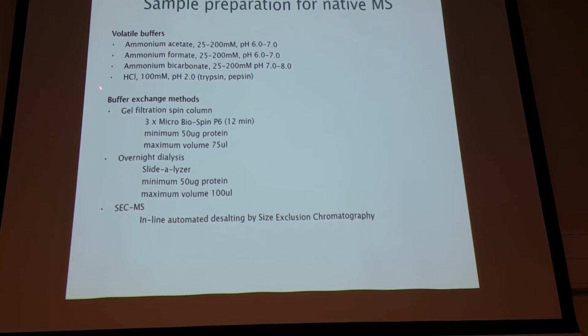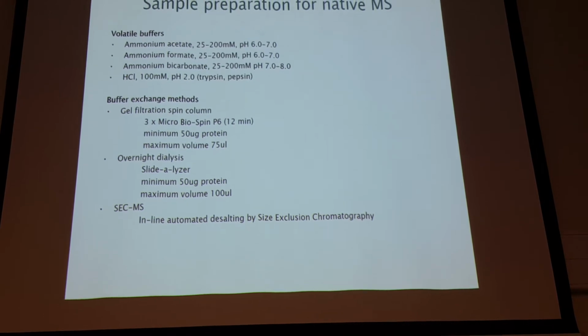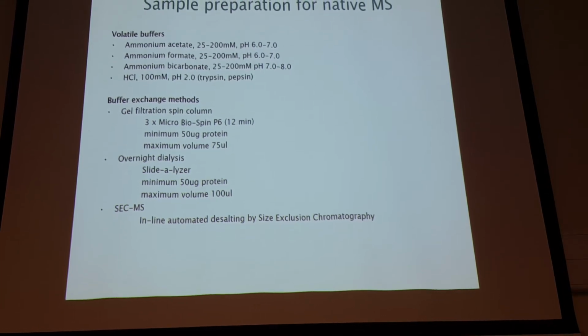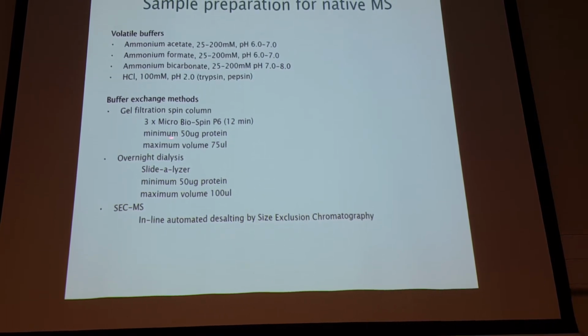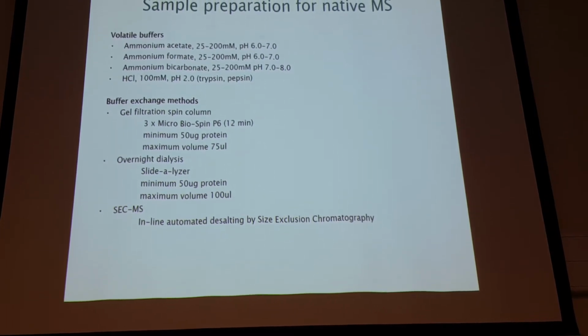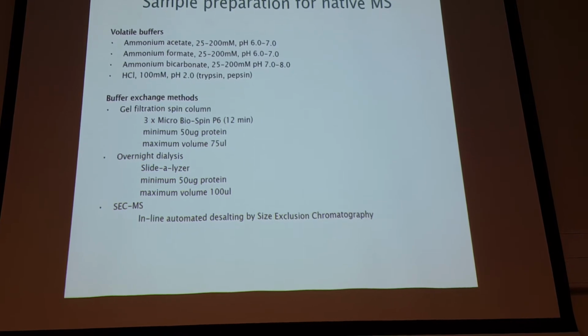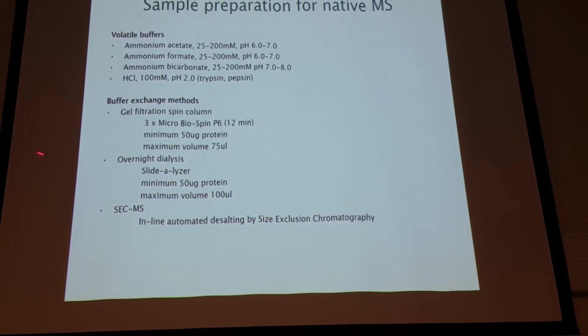Various buffer exchange methods are available. The most popular one is the use of gel filtration spin columns. These are the columns we use, these Micro Bio-Spin columns. You pass your sample through the column 3 times. There's quite a lot of wastage when you do that, so you need quite a lot of protein, about 50 micrograms. The smallest of these will allow you to work with a volume of 75 microliters.